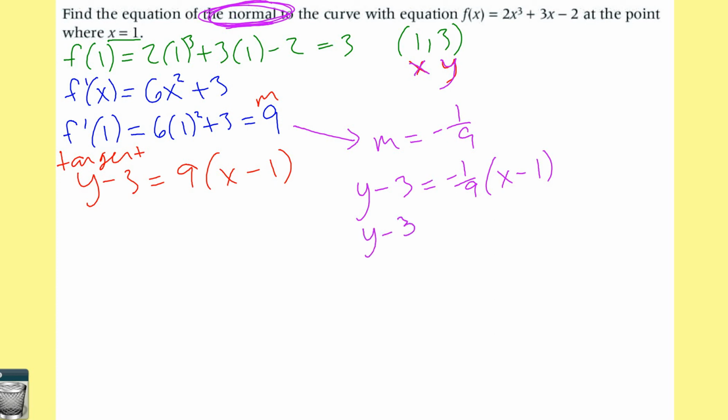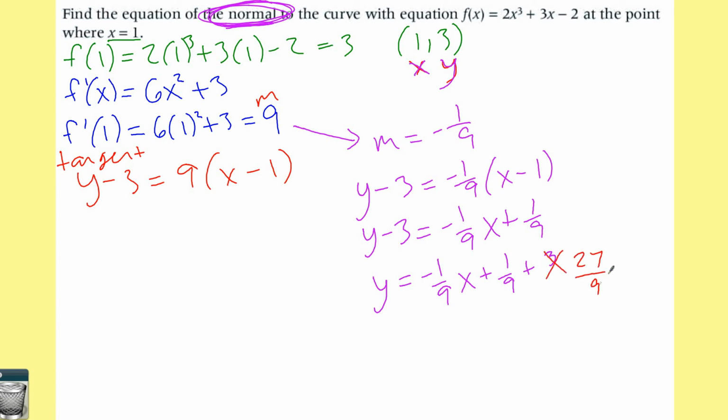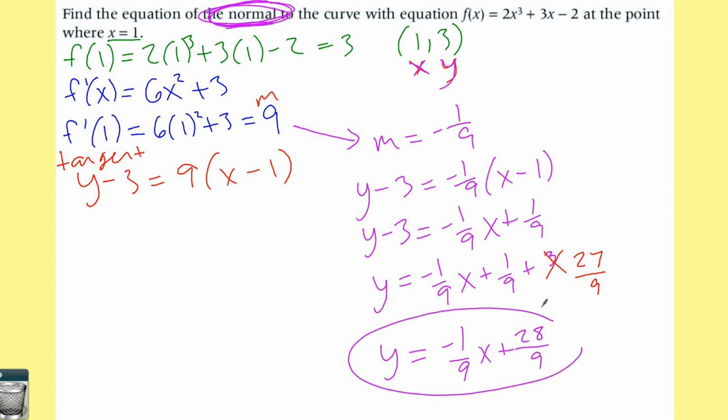Okay? Now if you want to put it in slope-intercept form, which makes my life easier, let's see. We're going to move everything over: negative 1/9 x plus 1/9 plus 3. I don't like the 3, so I'm going to rewrite that as 27/9. So we get y equals negative 1/9 x plus 28/9. There's the equation of our normal line. Okay, I believe that's right. Let's keep it rolling.